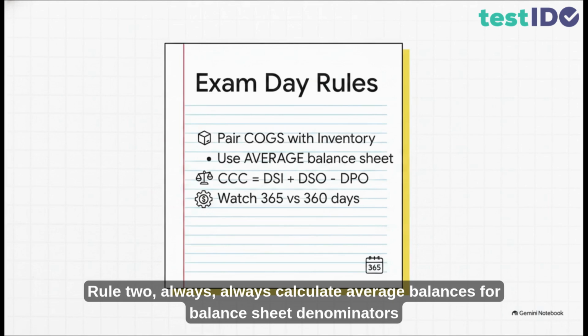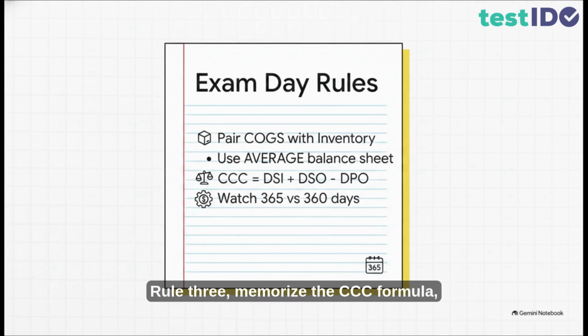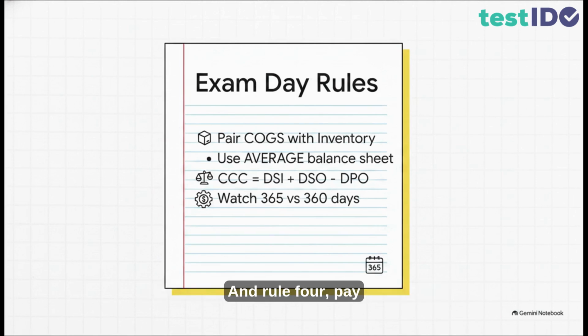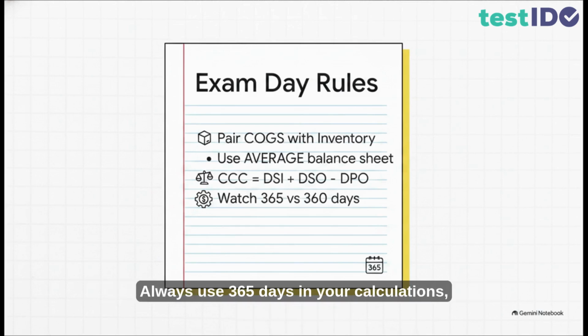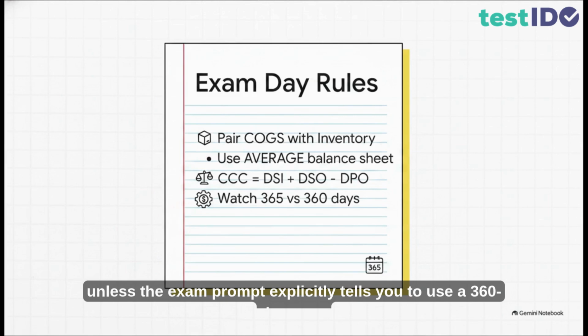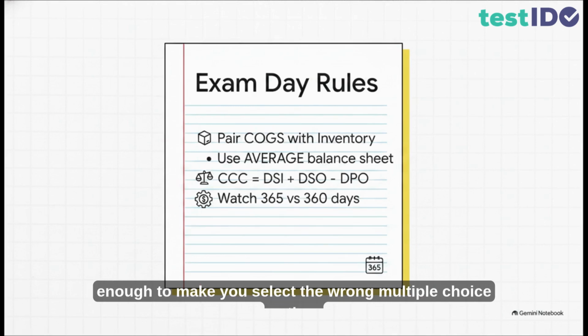Rule 2, always calculate average balances for balance sheet denominators when you're pairing them with income statement numerators. Rule 3, memorize the CCC formula, inside and out, DSI plus DSO minus DPO. And Rule 4, pay very close attention to the day count convention in the word problem. Always use 365 days in your calculations unless the exam prompt explicitly tells you to use a 360-day year. That tiny little detail can change your answer just enough to make you select the wrong multiple choice option.